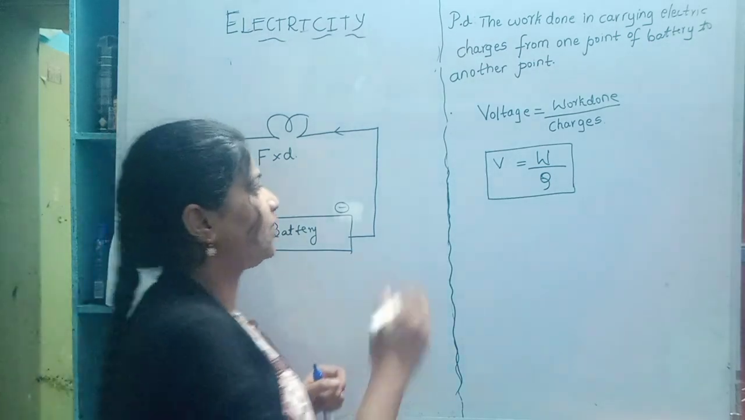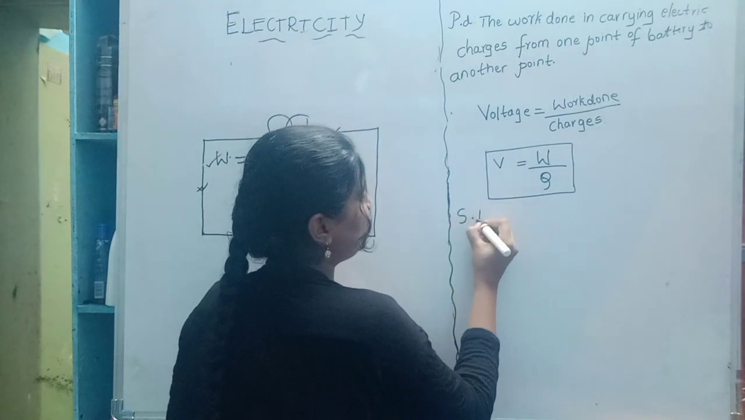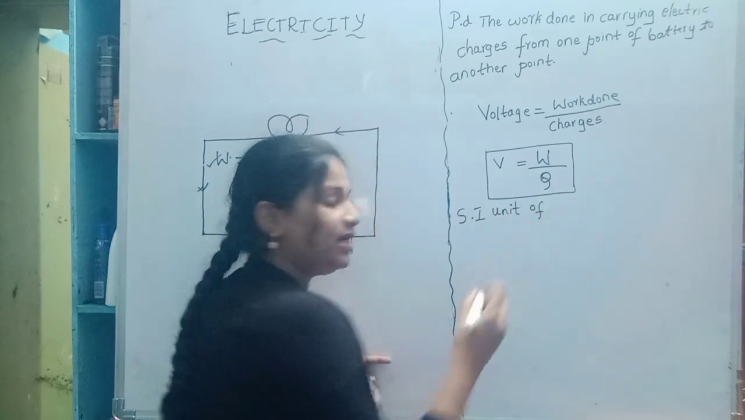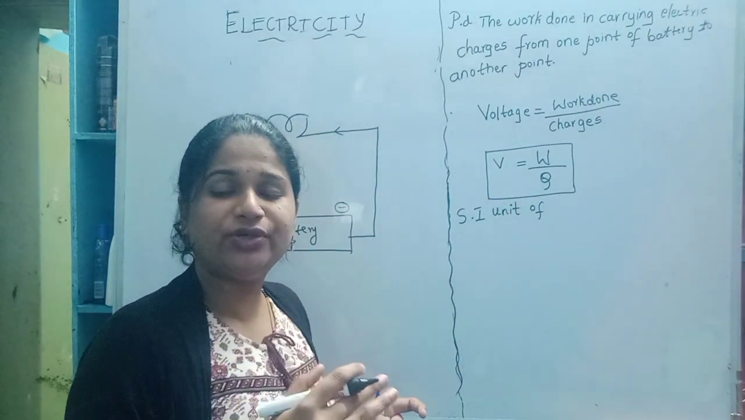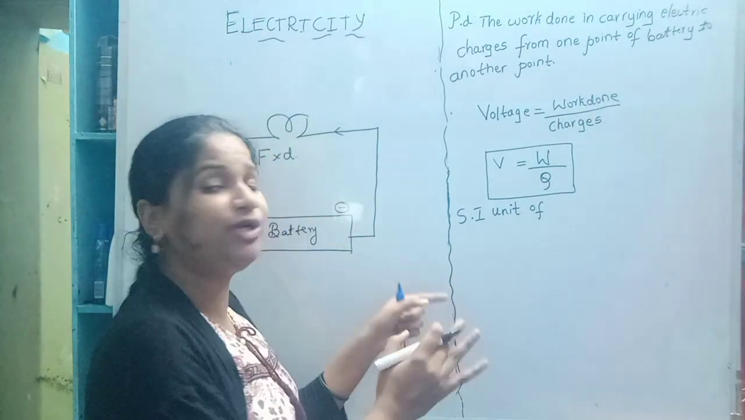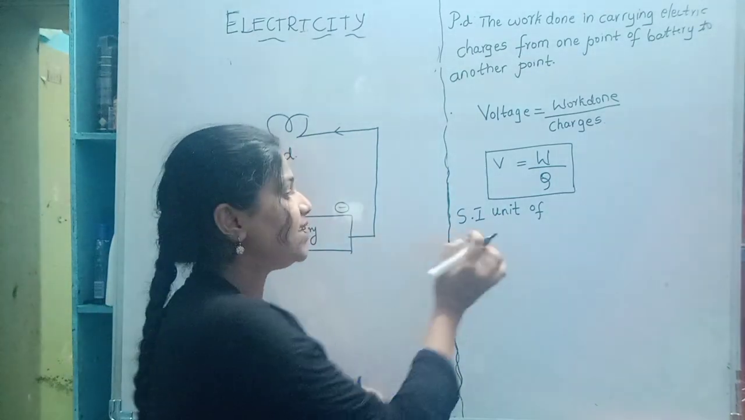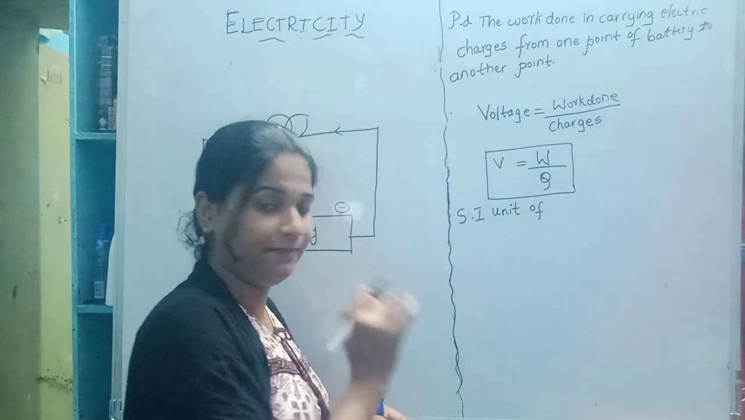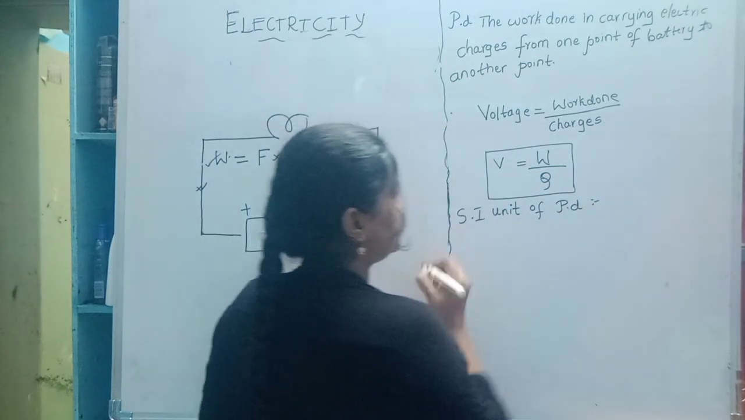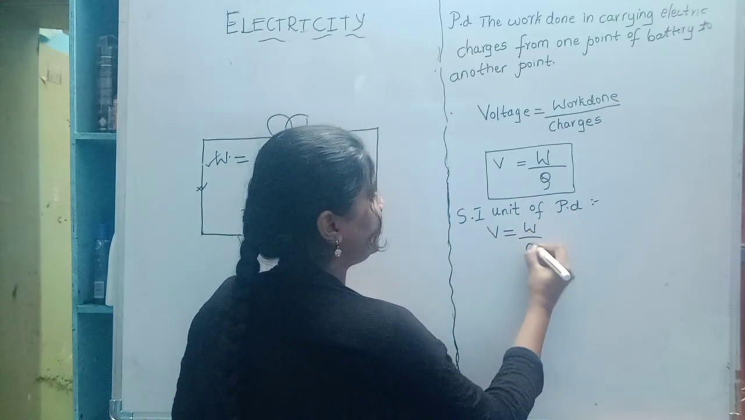Now let us try to get the SI unit of potential difference. What is this SI unit? It is the well-known standard unit of some quantity in the whole world. So this SI unit will be the same in the whole world for a definite quantity. SI stands for System International. Then the SI unit of potential difference. We know that the equation is W divided by Q.